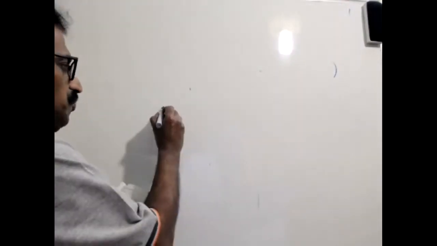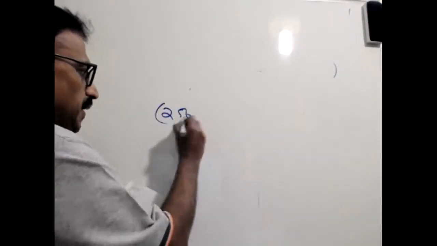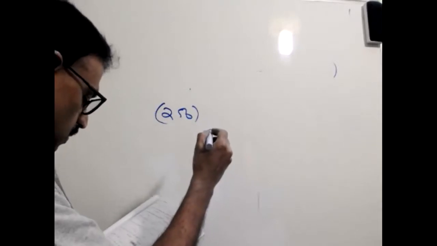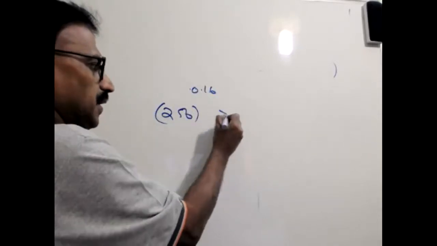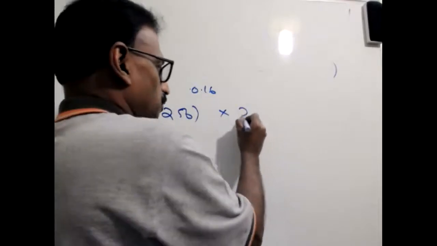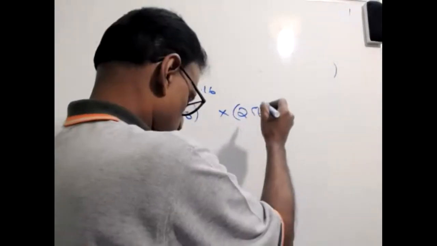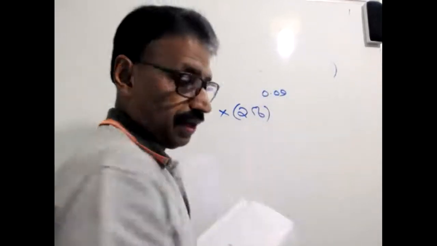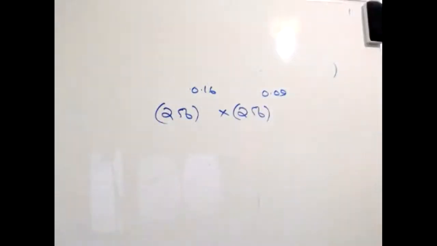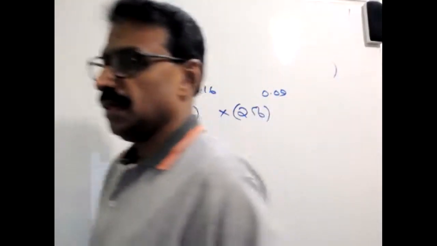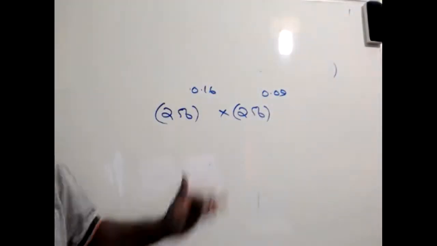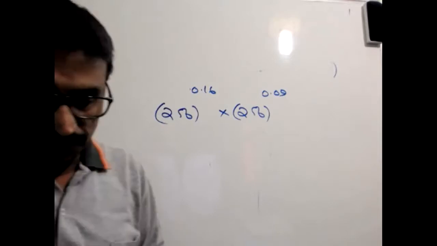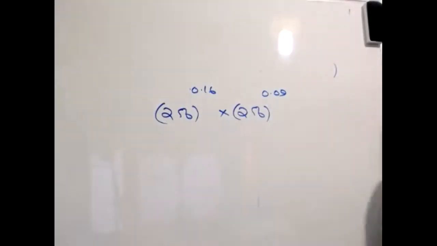Simplify 256 raised to 0.16 into 256 raised to 0.09. Okay, find out.